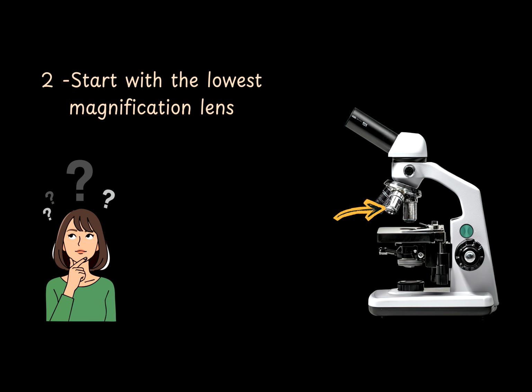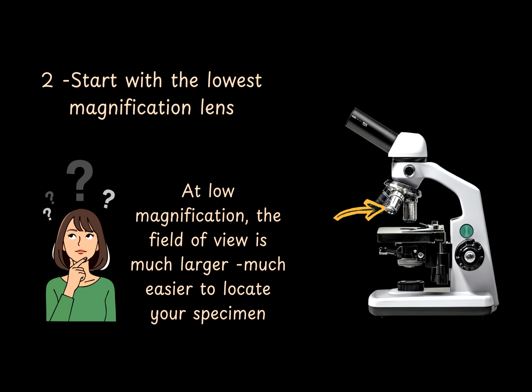Why are we using the lowest magnification first? And this is the answer. At low magnification, the field of view, meaning the area that you can see, is much larger. And if it is much larger, it means that it is much easier to locate your specimen.